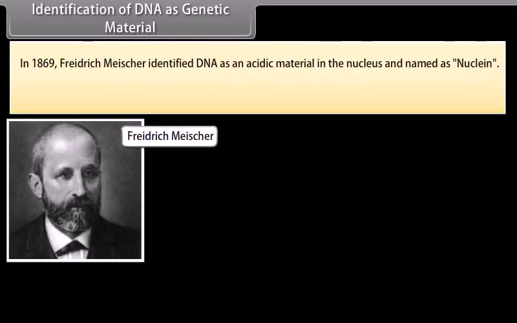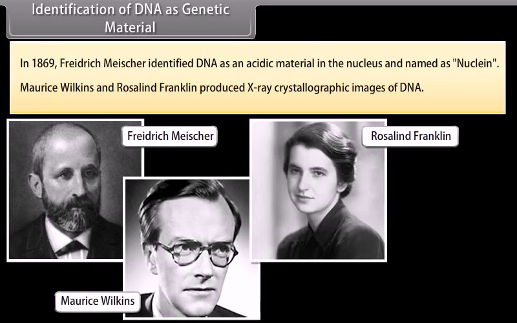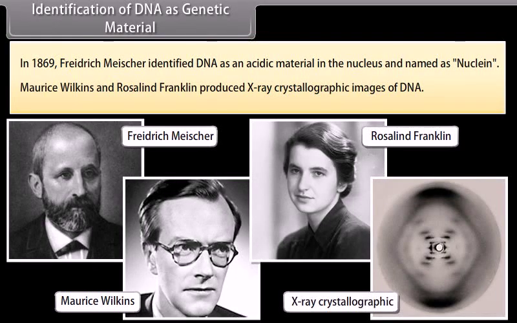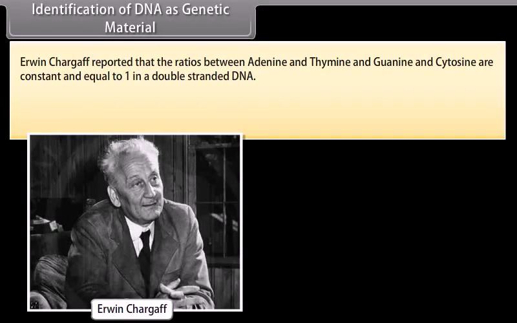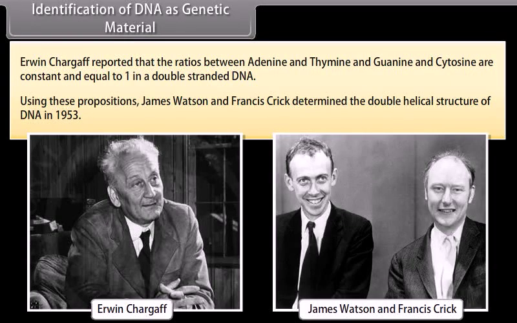Identification of DNA as genetic material. In 1869, Frederick Miescher identified DNA as an acidic material in the nucleus and named it nuclein. Maurice Wilkins and Rosalind Franklin produced X-ray crystallographic images of DNA. Erwin Chargaff reported that the ratios between adenine and thymine, and guanine and cytosine, are constant and equal to 1 in a double-stranded DNA. Using these propositions, James Watson and Francis Crick determined the double helical structure of DNA in 1953.